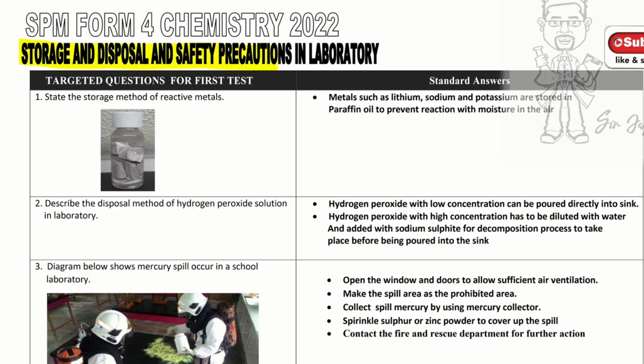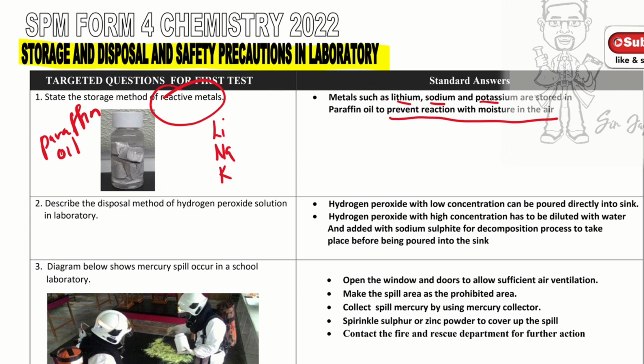We move on to the next part, storage and disposal and safety precautions in the laboratory. Under storage, let's check the reactive metals. What are the reactive metals? Lithium, sodium, and potassium. Please remember, lithium, sodium, and potassium are reactive metals. They must be stored in paraffin oil to prevent reaction with the moisture present in the air.